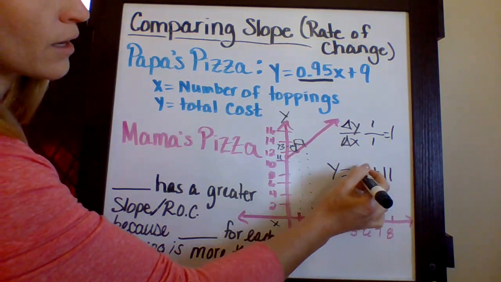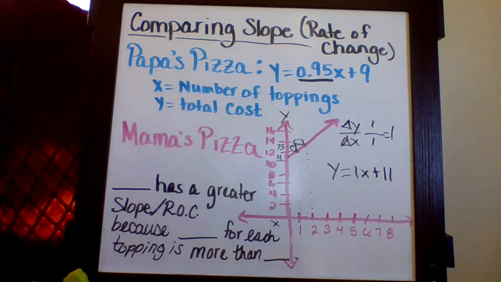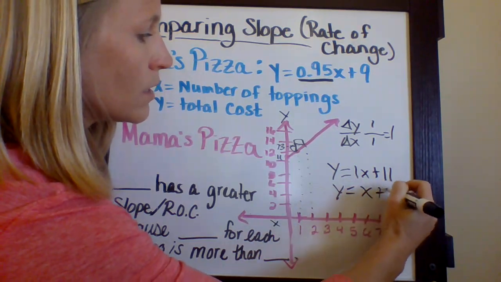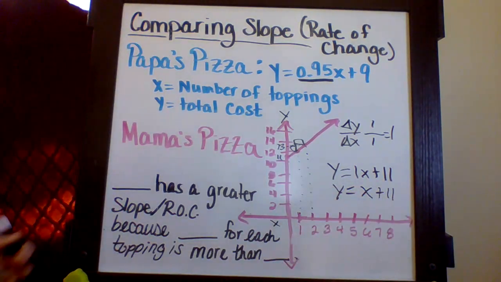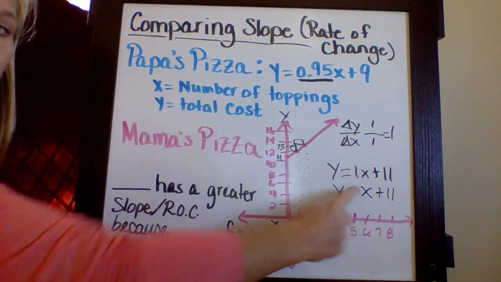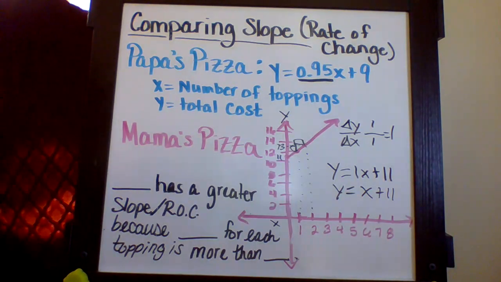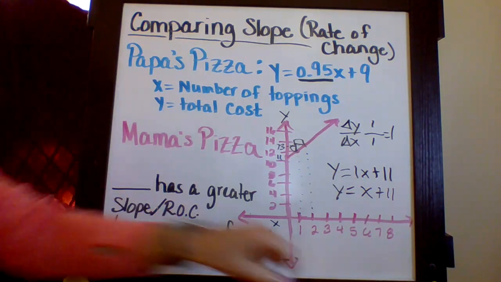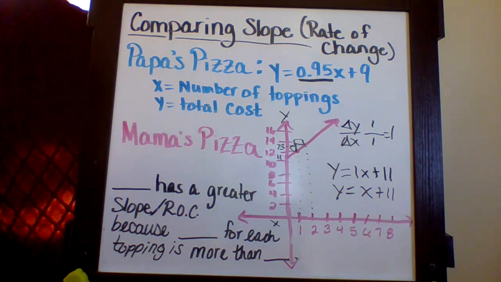So you could have y equals 1x plus 11, which also technically is the same thing as y equals x plus 11, because we know that if there's no number in front of our variable, it's understood to be a 1. So now we want to compare these. We want to look at, okay, who has a greater slope, a greater rate of change, or who is charging more per topping. Papa's Pizza is 95 cents per topping.